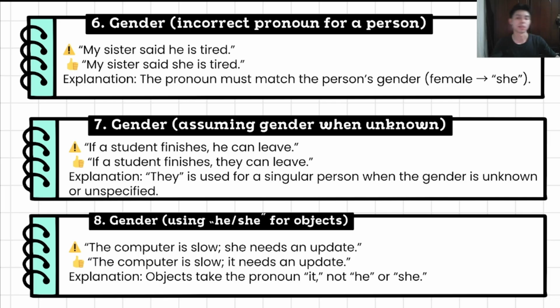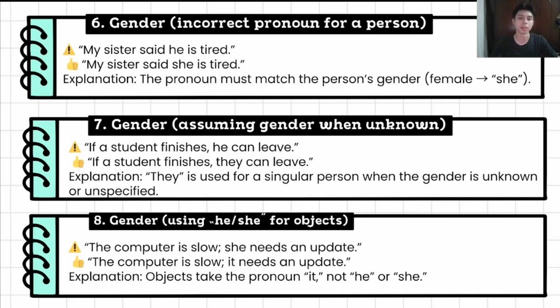Seventh, error number 7, sometimes we assume a person's gender when we don't know it. So for example, "if a student finishes, he can leave," but we don't know if the student is female or male. So the correct form is "if a student finishes, they can leave."